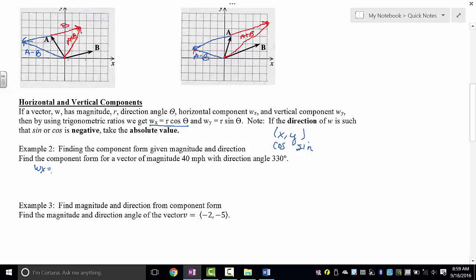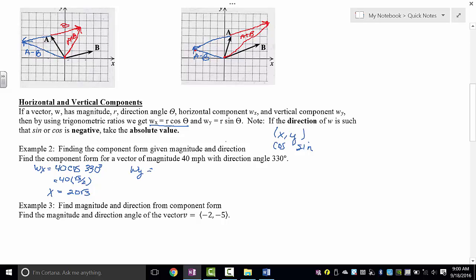So the x component would be 40 cosine of 330 degrees. You look on your unit circle and get the cosine of 330 degrees, which is radical 3 over 2. Multiply. We have 20 radical 3 for our x component.